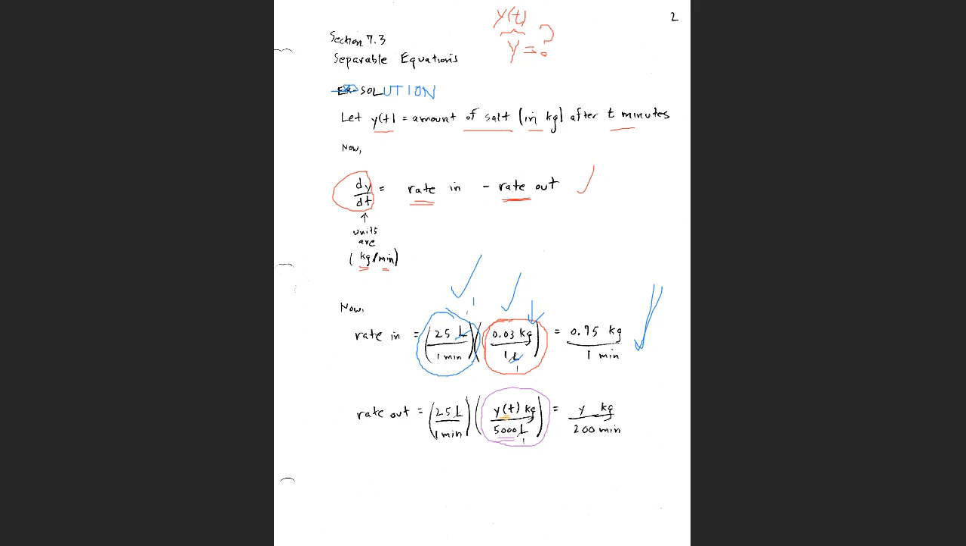So it's y kilograms over 5,000 liters, but then that solution going out flows out at a rate of 25 liters per minute, and hence the rate out is y kilograms per 200 minutes.